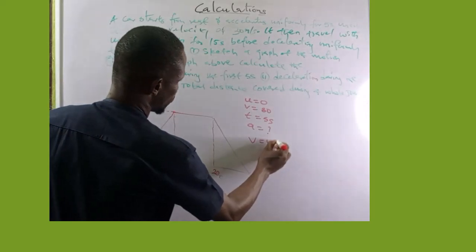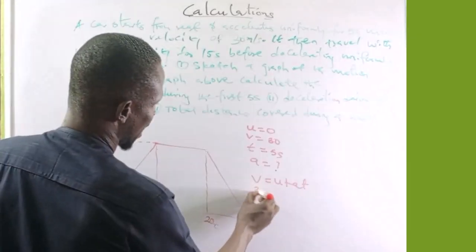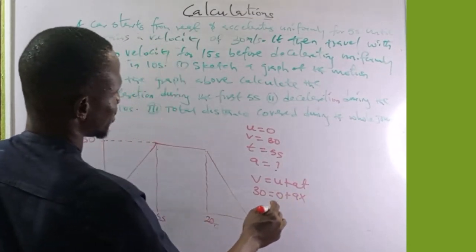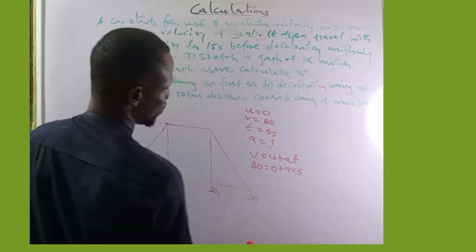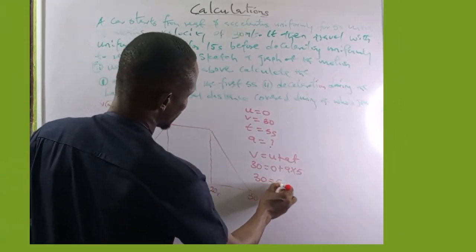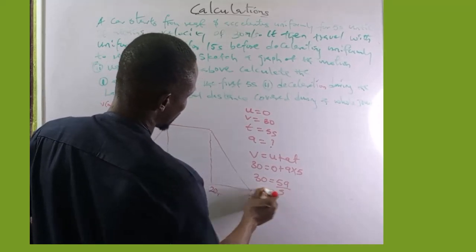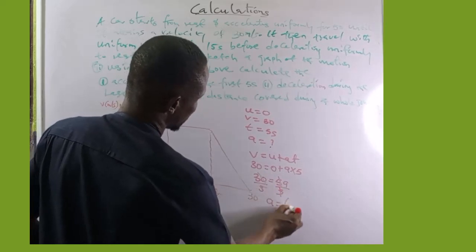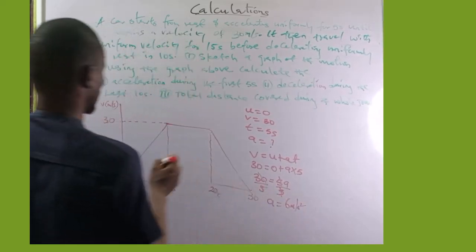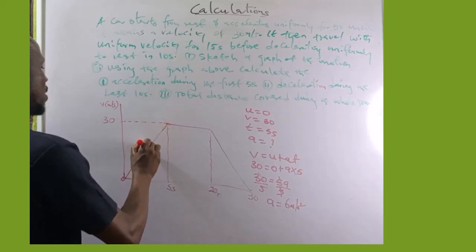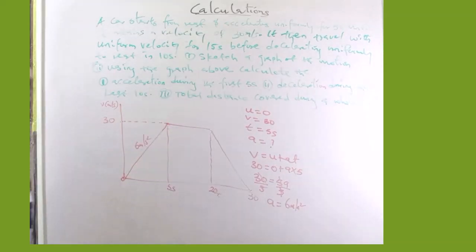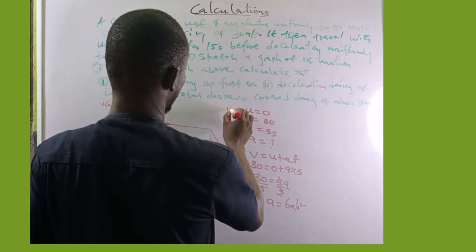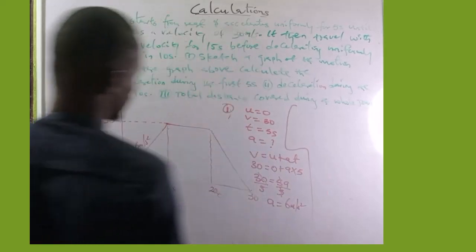A is what we are asked to calculate, is it not? So V is equal to U plus AT, is it not? V is 30 equal to 0 plus, what is A? We don't know. What is time? Time is 5, is it not? So 30 is equal to 5A. Divide by 5, divide by 5. So what is the acceleration? Acceleration is 6 meters per second square. So the acceleration from here to here is 6 meters per second square, is it not? Then what's the next question? This is the first question. What's the next question?